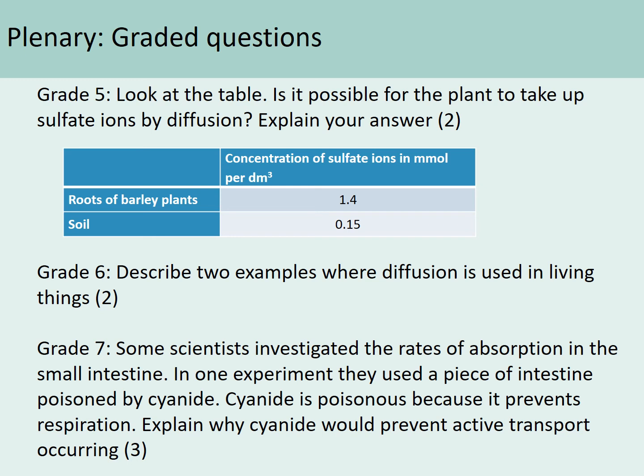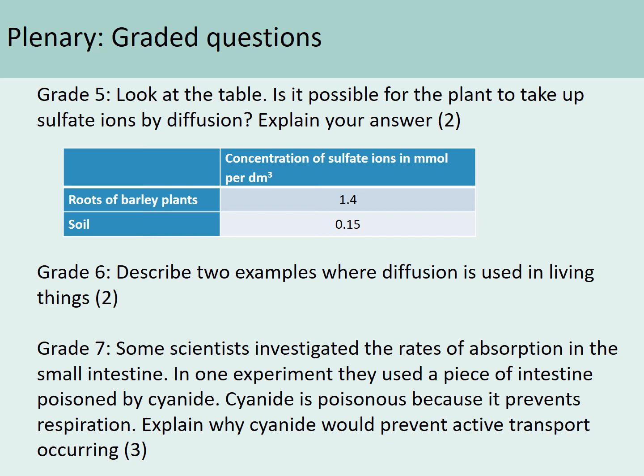So you've got a table there that tells you the concentration of sulfate ions in barley, in the roots, and then it gives you the concentration in the soil. And it's asking whether they'll be able to move into the roots by diffusion.